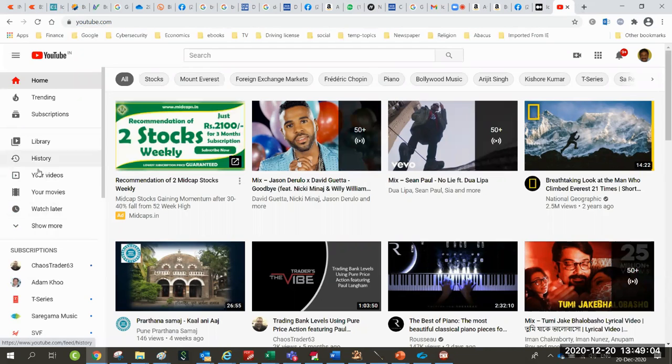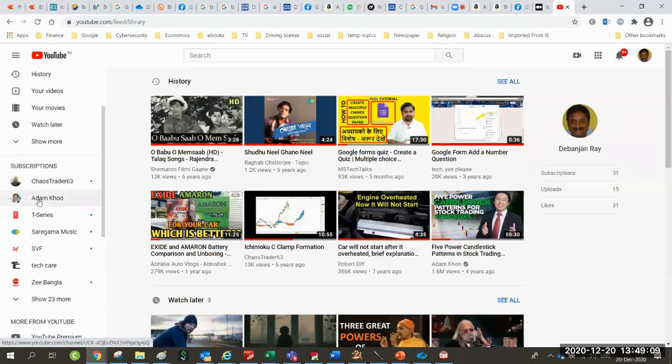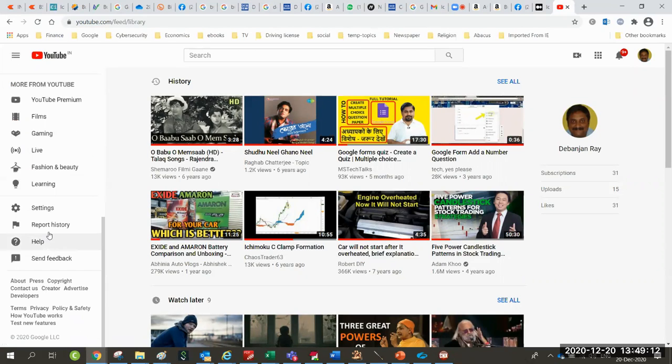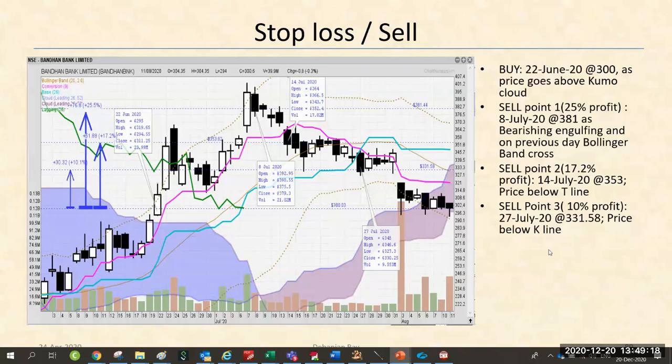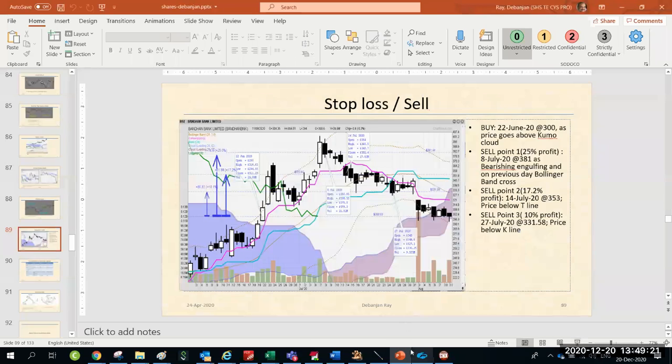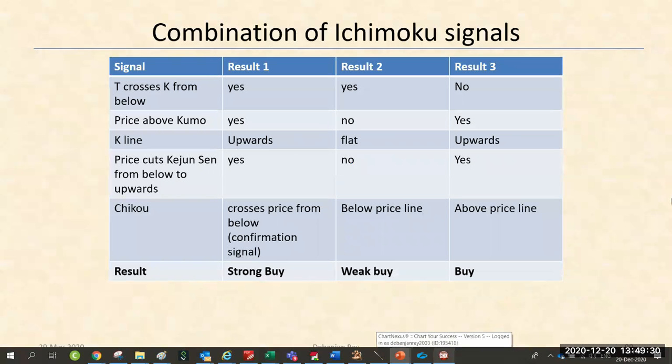I tell you one thing: if the price is coming below the T line, go back to that slide, the table, the previous one. Now it is below the T line. The T line is the trend line. Kijun is the baseline, a baseline which is moving along with the price.